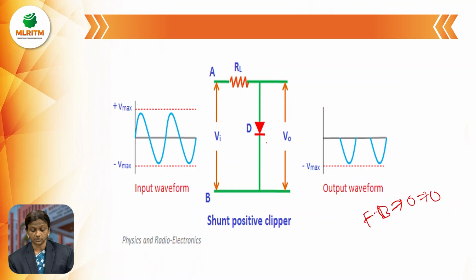Whenever diode D is in reverse bias in a shunt connection, it acts as a closed circuit. It acts as a closed circuit, which means some current is passing through diode D. Then you can get the corresponding output V naught value.